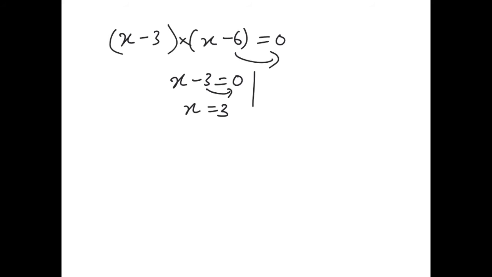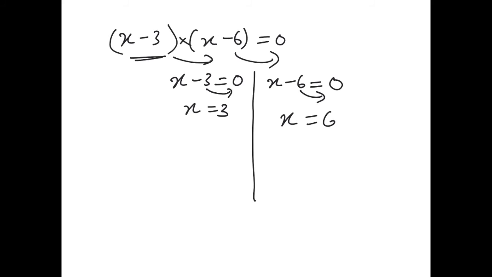That's one answer. But another answer could be if we send the x minus 3 to the other side, and x minus 6 would equal 0 then. And if we send the negative 6 there, it would be 0 plus 6, which is 6. So that's why we get x is equal to 6 or x is equal to 3. In this question, we have two possible answers.